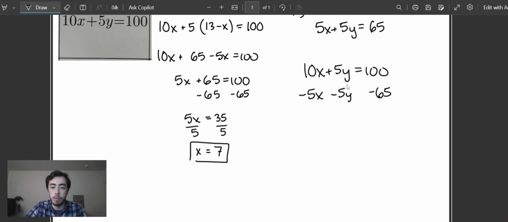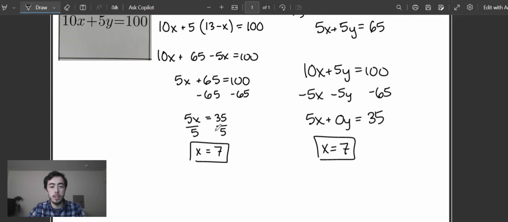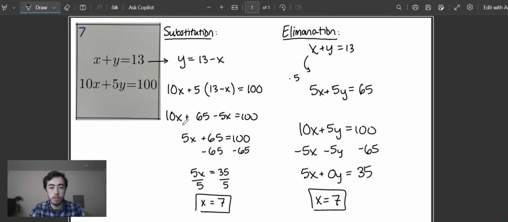Here, 5y minus 5y is 0y. You don't have to write that. I'm just doing it to show my work. 10x minus 5x is 5x. And then 100 minus 65 is 35. So already I've essentially gotten to the exact same part. This 5x equals 35. And then I can divide both sides by 5 and get x equals 7. So depending on the kind of problem you have and depending on your preferences, you could use substitution or elimination.